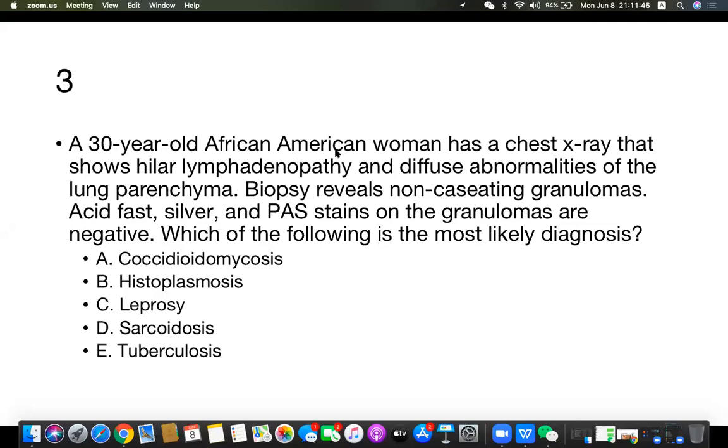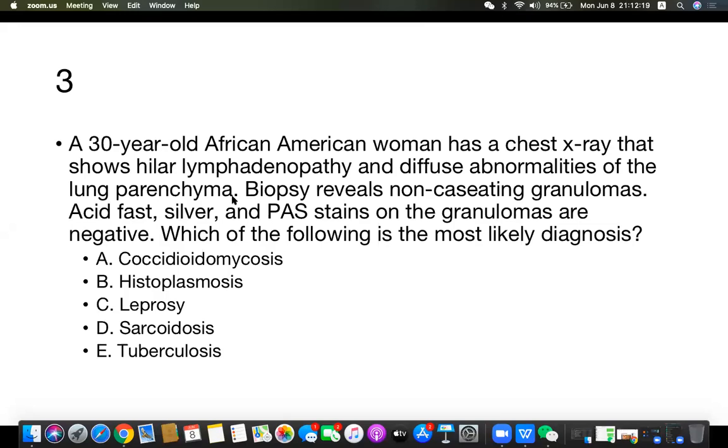Now see here. This is the African American race. She's absolutely right. It is a risk race for sarcoidosis development. But many other important clues are given apart from that. Another is hilar lymphadenopathy, very common in sarcoidosis. There occurs bilateral hilar lymphadenopathy. Another one, even the lung parenchyma is diffusely affected.